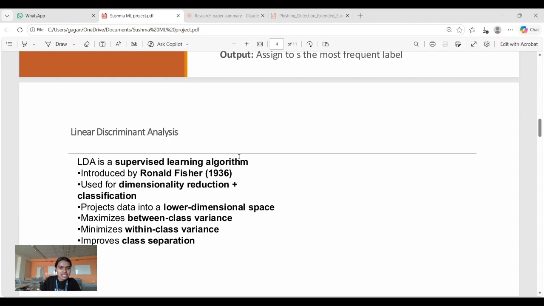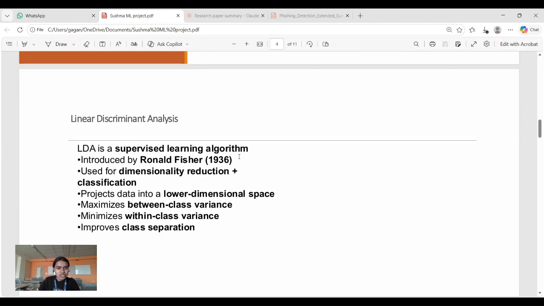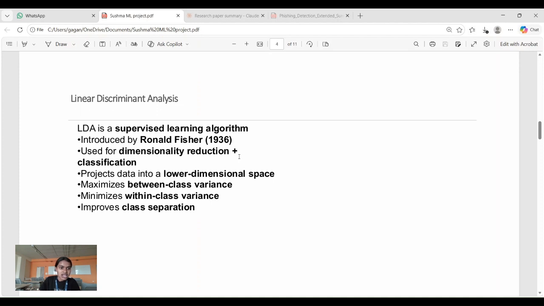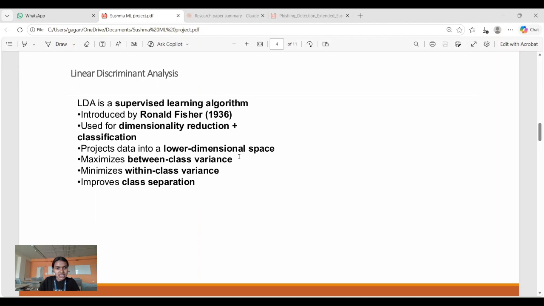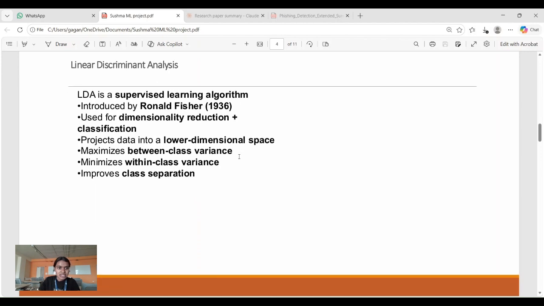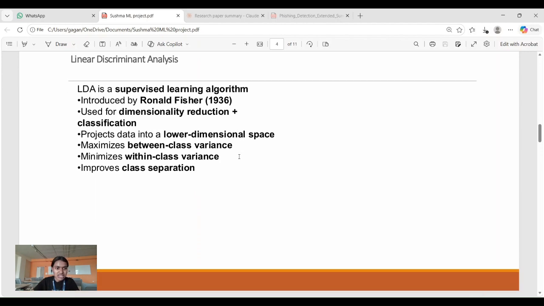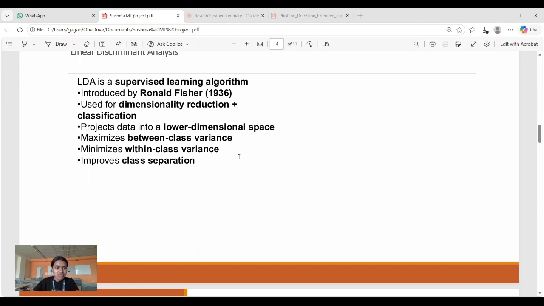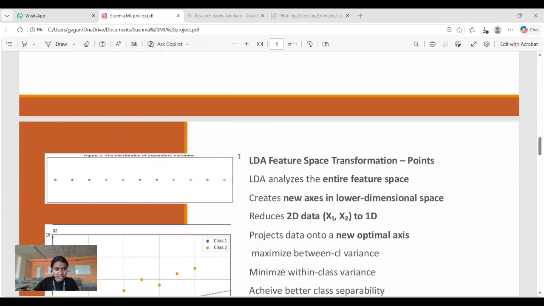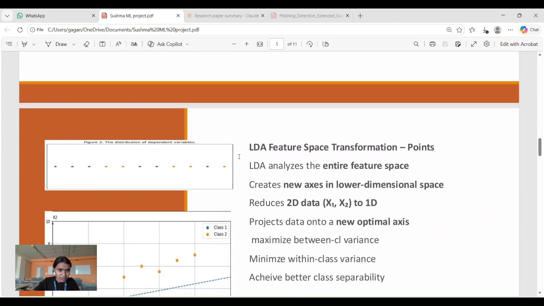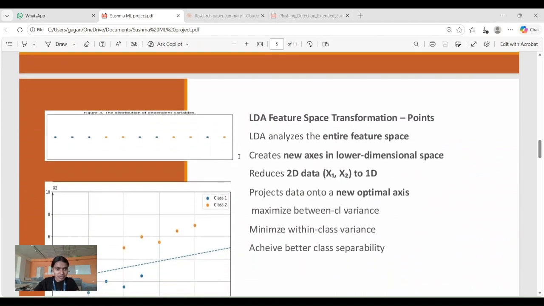LDA is a supervised learning algorithm. It was introduced by Ronald Fisher in 1936 and is used for dimensionality reduction and classification. It projects data into a lower dimensional space. It maximizes the between-class variance and minimizes the within-class variance, which improves class separation. Next, we look at examples and the dependency of variables.